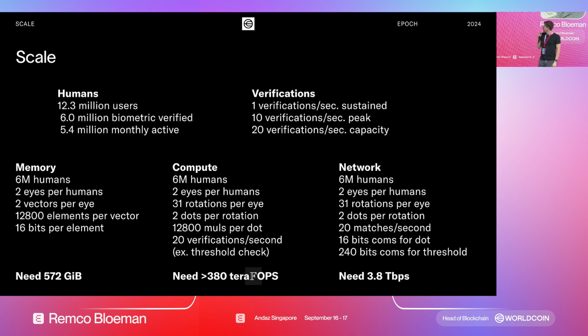Compute, same story, you'll end up with more than 400 tera field operations per second. And the interesting, actually the biggest bottleneck for us is the bandwidth that the multi-party compute requires. So we have some very clever tricks there where we make use of the linearity of the MPC to reduce the amount of communication by a factor of 12,800. But we still end up at capacity, so 20 verifications per second, which will be the peak throughput. We still need to do almost 4 terabits per second of communication bandwidth between the parties.